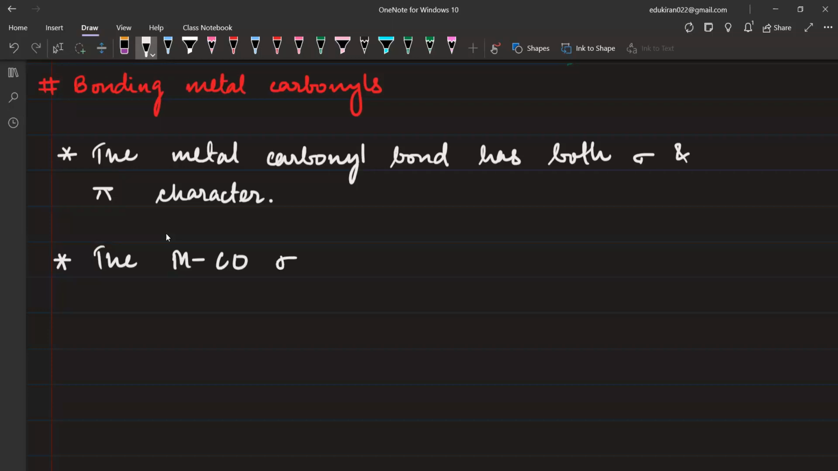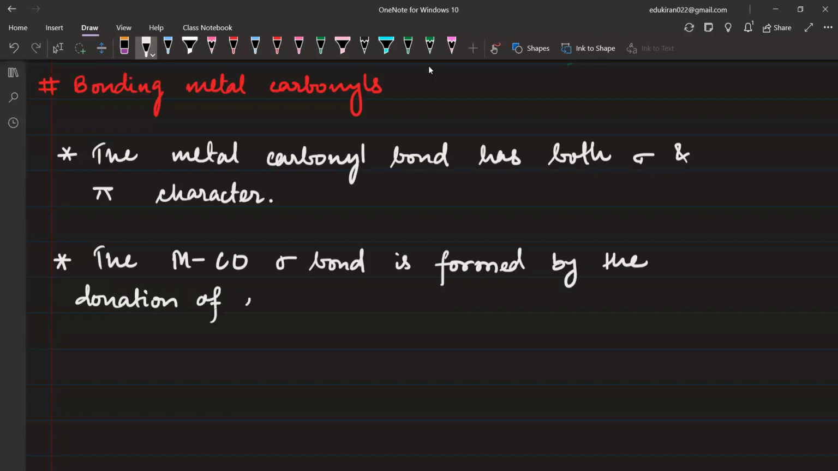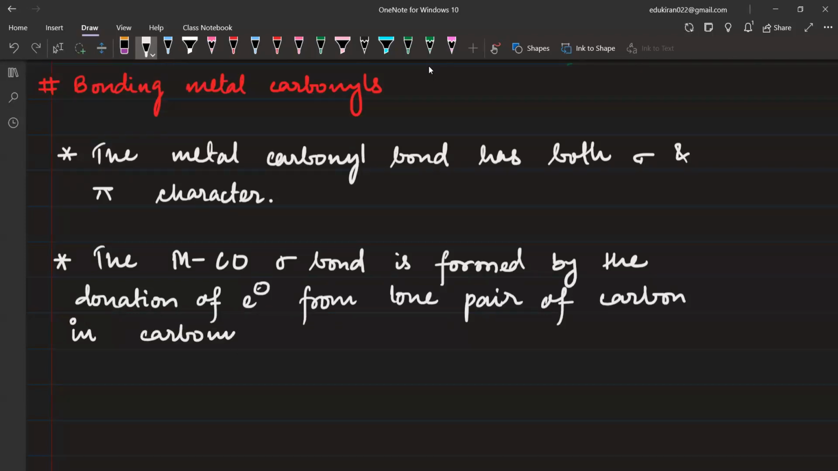Next, you will write: the metal carbonyl sigma bond is formed by the donation of electron from the lone pair of carbon in carbonyl to the empty d orbitals.